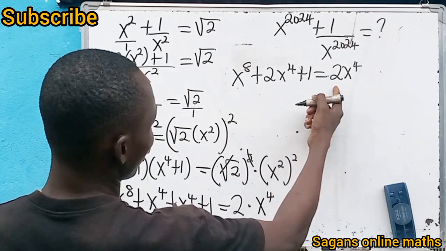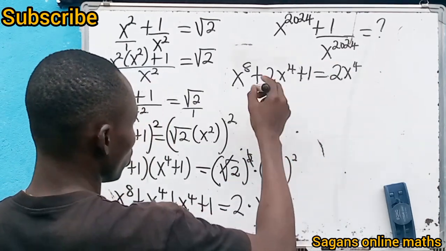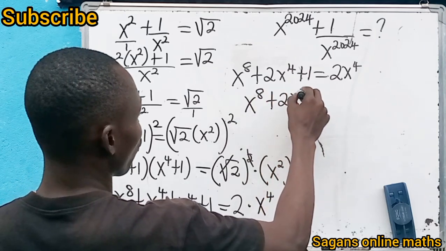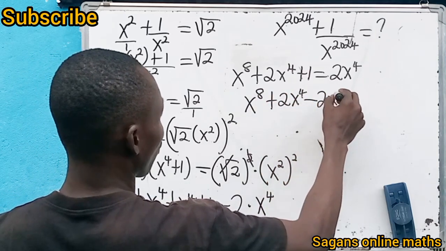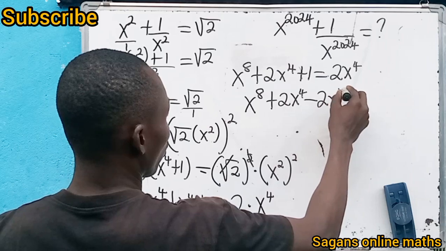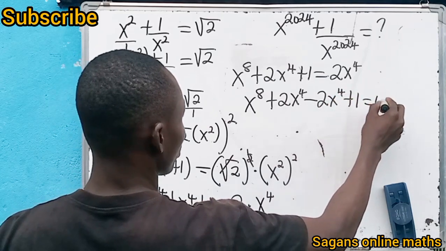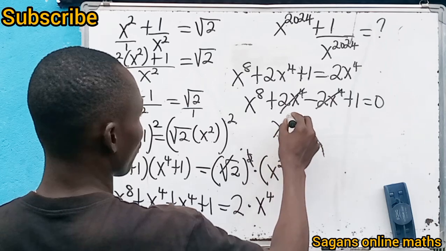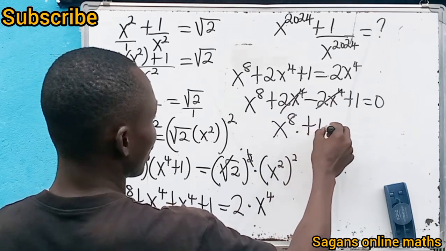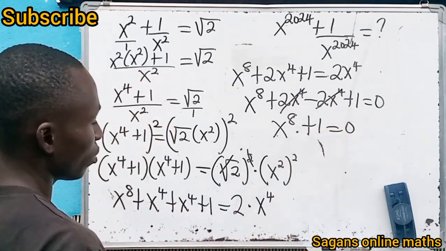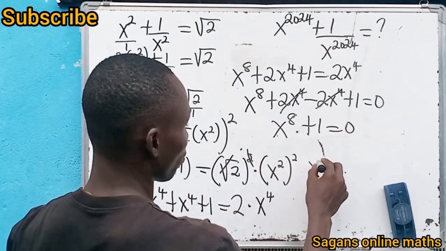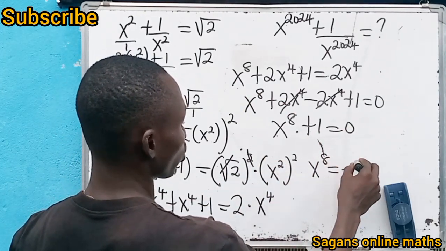We can either bring this out or bring this in. So now see that x to the power of 8 plus 2x to the power of 4 minus 2x to the power of 4 plus 1 is equal to 0. Now this will go. So now see that x to the power of 8 plus 1 is equal to 0. Now what you are going to do is transfer this 1 to our right hand side. So now see that x to the power of 8 is equal to minus 1.